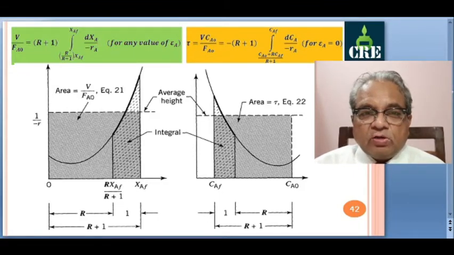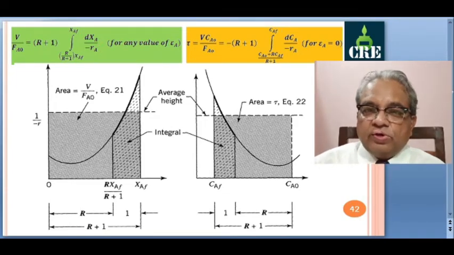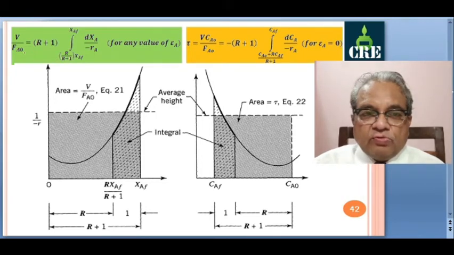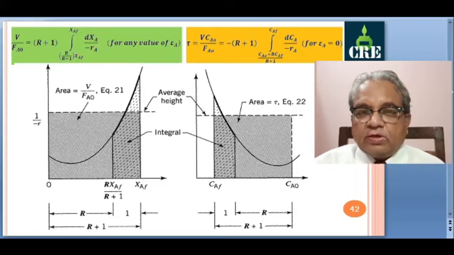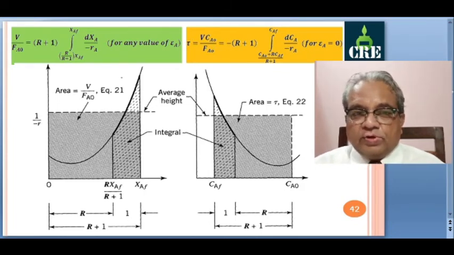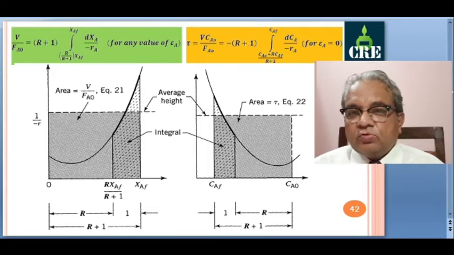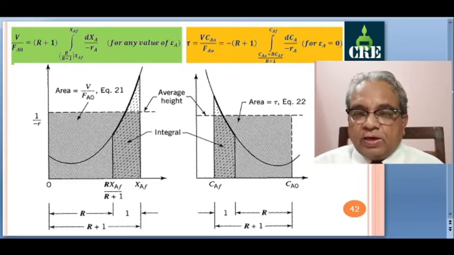Now we'll see these two graphical representations. For any value of epsilon, analysis in terms of conversions is preferred, and for epsilon equal to 0, in terms of concentrations we'll write. So this V by FA0 is (r plus 1) integral from r by (r plus 1) XAF to XAF dXA by minus rA. Here tau is equal to V CA0 by FA0. So we can find V by FA0 here, tau by CA0 equals (r plus 1), r is the recycle ratio, minus integral with lower limit (CA0 plus r CAF) by (r plus 1) and upper limit CAF, dCA by minus rA. This is for epsilon equal to 0.